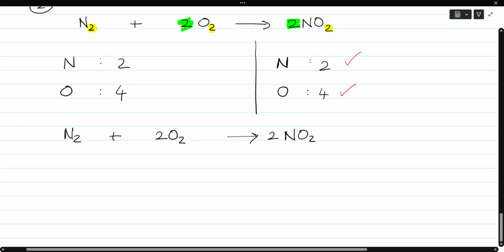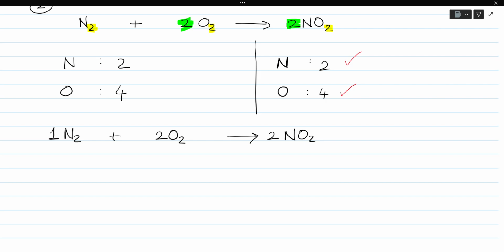Now that we have this equation and we know it's correct, we can trust those coefficients. Remember, if you don't have a coefficient, it's simply 1. So if we take these coefficients to make sense of what's going on, we've got 1 mole of N2 plus 2 moles of O2 to give us 2 moles of NO2. That is how we make sense of it.